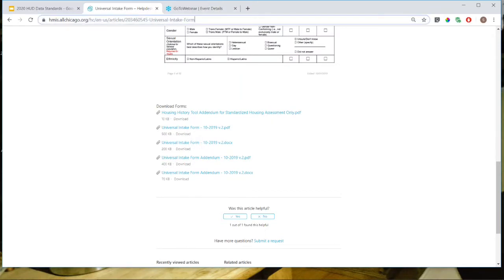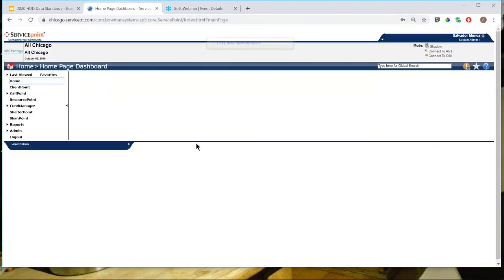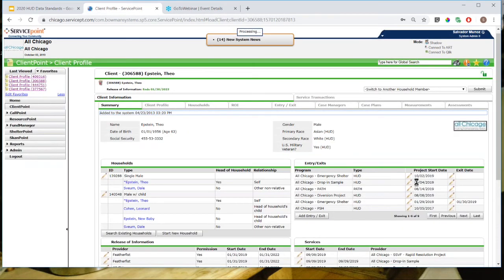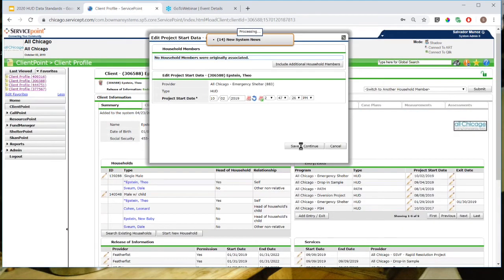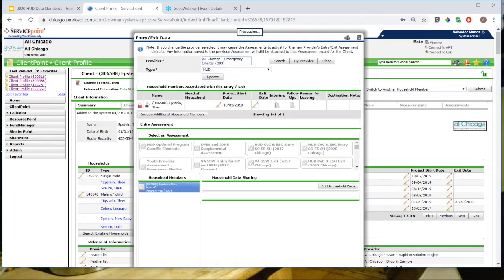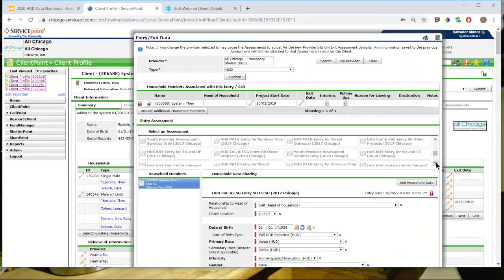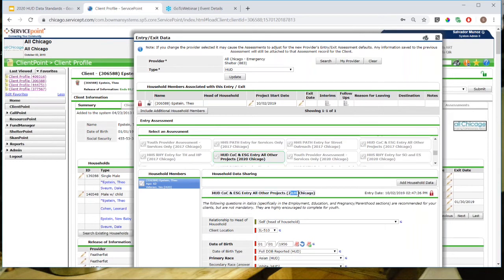So now let's go ahead and go into Service Point. Now, the assessment that we're going to look at is an assessment that probably 75% of everyone in the system uses. We're going to look at the HUD COC and ESG All Other Projects assessment. Here we go. So you'll notice that everything will now have a parentheses 2020 Chicago. You should be seeing that 2020 Chicago.